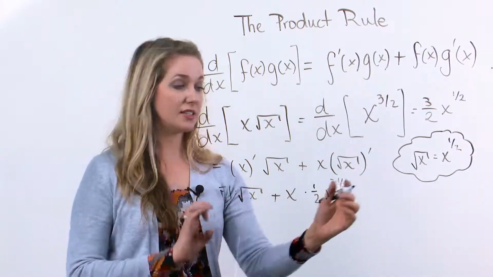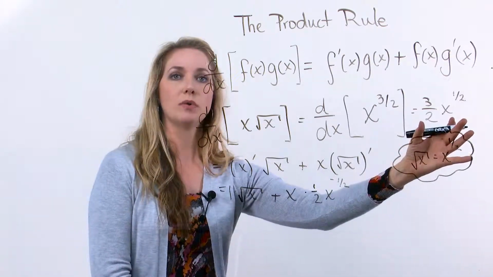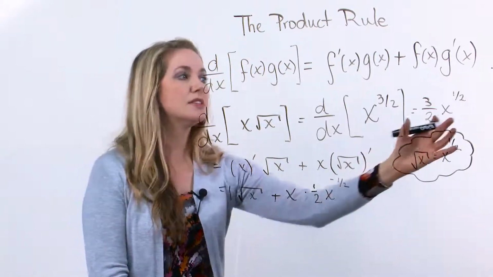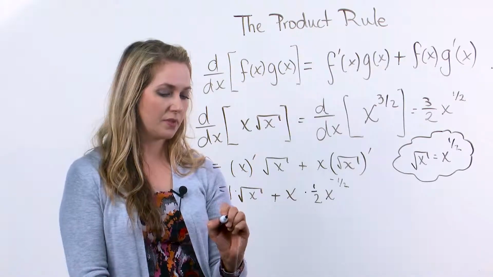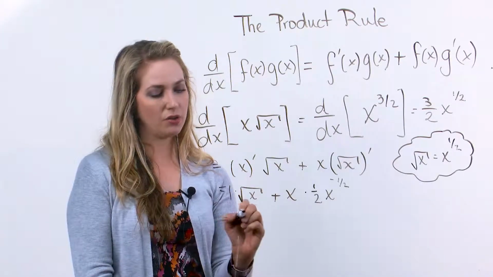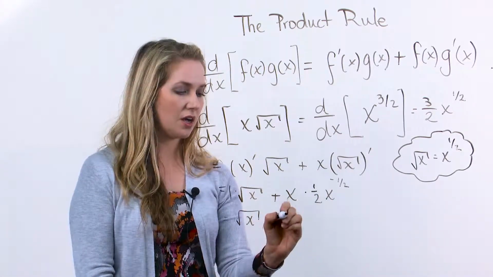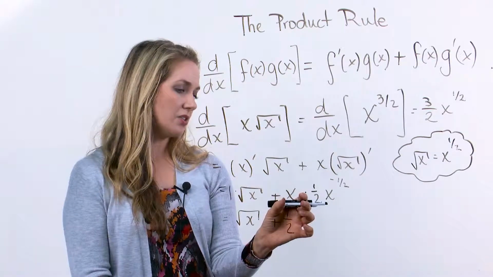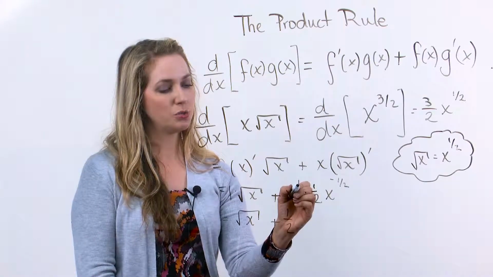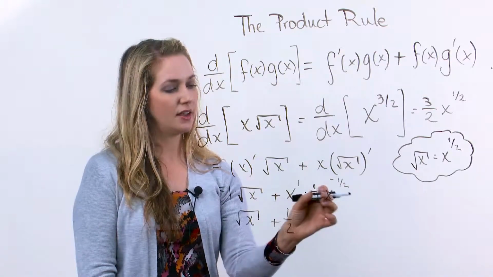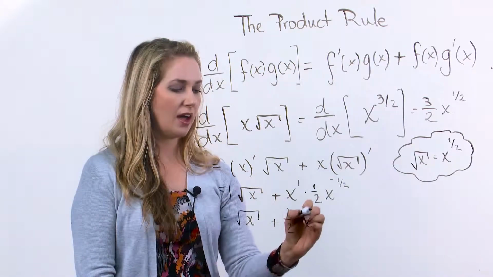So let me simplify this algebraically, because this at first glance does not seem to be the same thing as what we have here. This is a sum, this is not a sum. So let's see if we can figure out if they are in fact the same thing. So here, 1 times the square root of x is just the square root of x. There's a constant multiplier here of 1/2, and then I also have x times x to the minus 1/2 power. From algebra, I remember when I have like bases, I can add exponents. So when I add 1 and minus 1/2, I get 1/2.